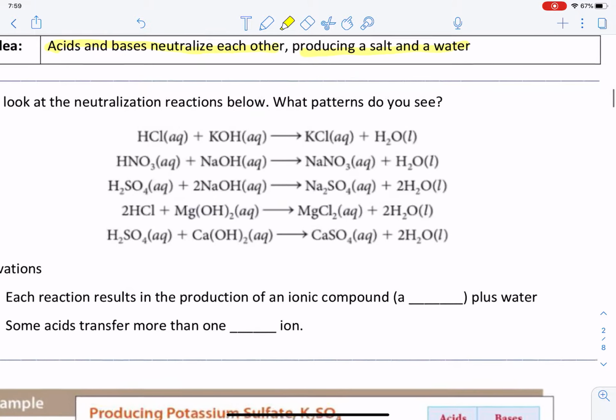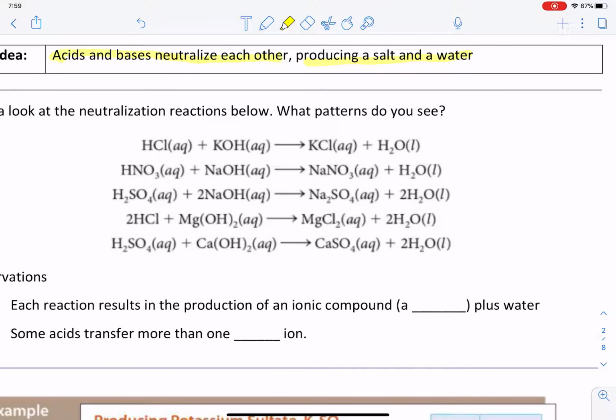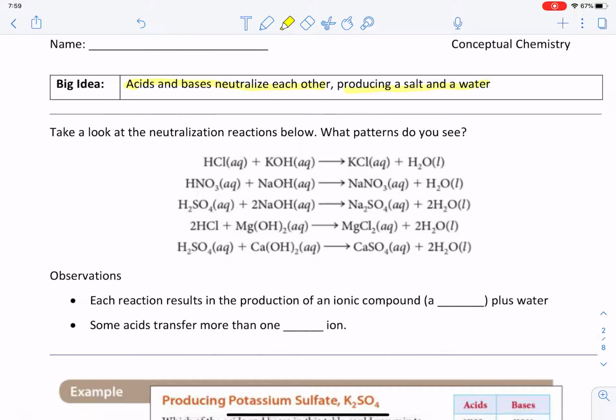So if we take a look at our neutralization reactions below, what patterns do you see? I'll just take a few seconds, take a look at it, and see if you can find any trends. Let's see. Hopefully you might be able to see this. Each reaction results in the production of an ionic compound, also called a salt, plus water, right? So if we look, we can see these are all ionic compounds. So these are all different types of salts. And then we have water on the right side.